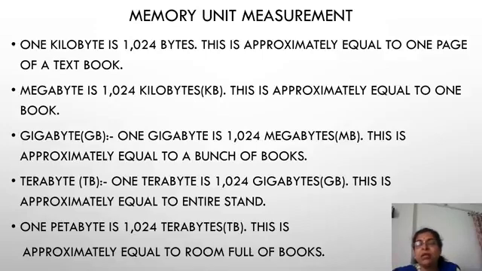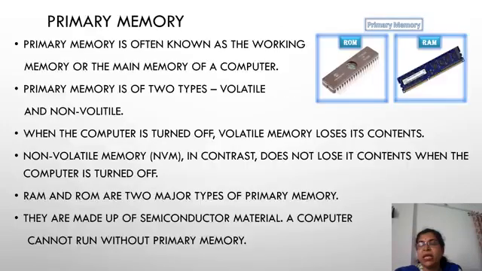Terabyte, TB, 1 terabyte is 1024 gigabytes, that is GB. This is approximately equal to an entire book stand, means more than 20-30 books. 1 petabyte is 1024 terabytes, that is TB. This is approximately equal to a room full of books. See the capacity of a computer. Generally it is in gigabytes or terabytes. Okay, so big the computer memory is.